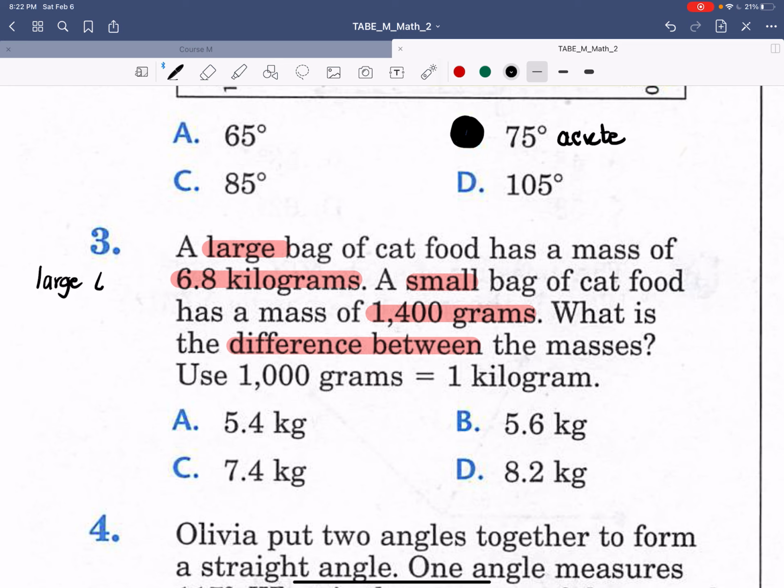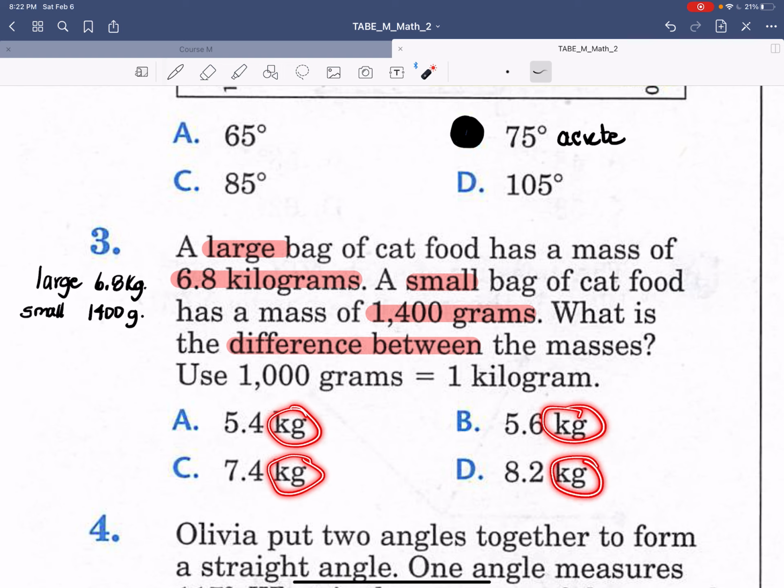So the large bag is 6.8 kilograms. The small bag is 1,400 grams. So I have to get those in terms of the same unit. I either have to make it all kilograms or all grams. And so how do I know which to use? In this case, I'm going to look at my answers. And you see that they're all in terms of kilograms. So we're going to work in this unit. Let's turn it into kilograms.